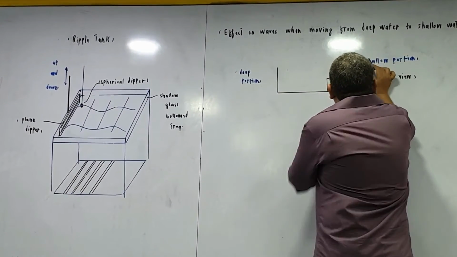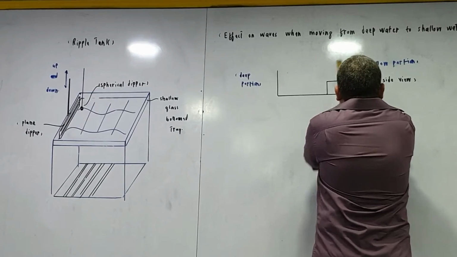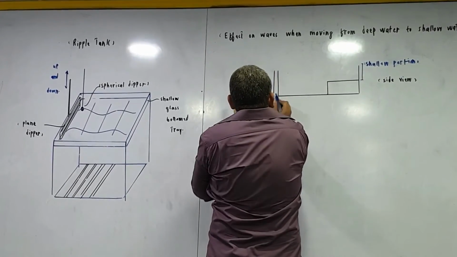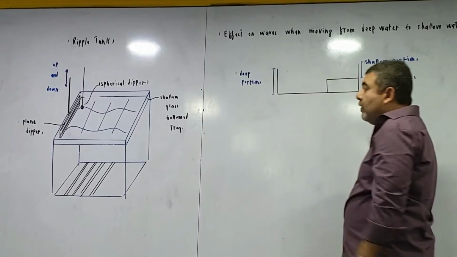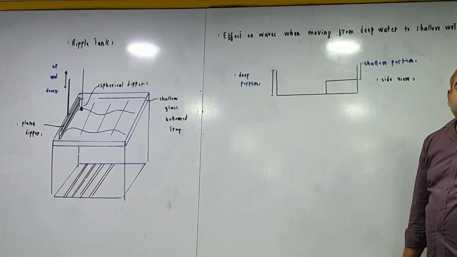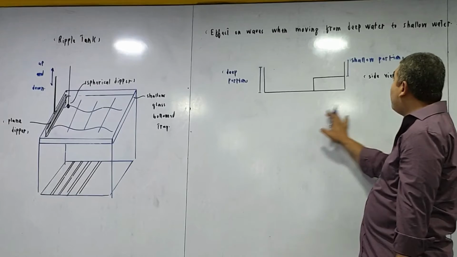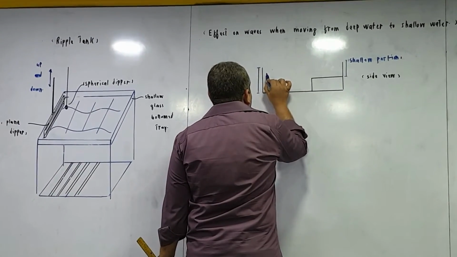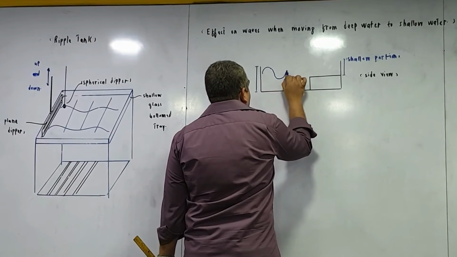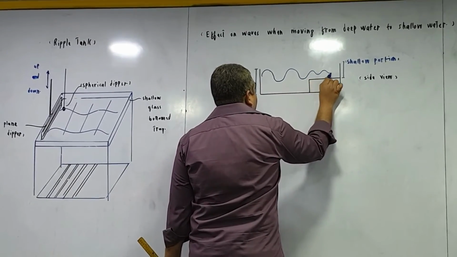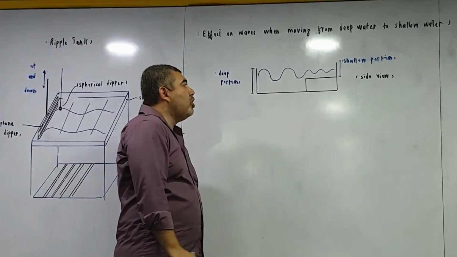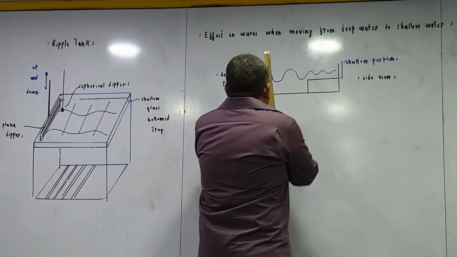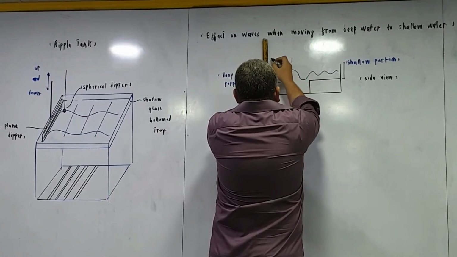Now this is the shallow portion, right? And this is your deep portion. Now when a ray or wave, which is produced from a straight dipper, travels from the deep portion to the shallow portion, how does it behave? When it travels from the deep portion, the wave is like this. And when it is traveling from the shallow portion, the wave is like this. Matlab, when it is traveling from the deep portion, it has a wavelength.